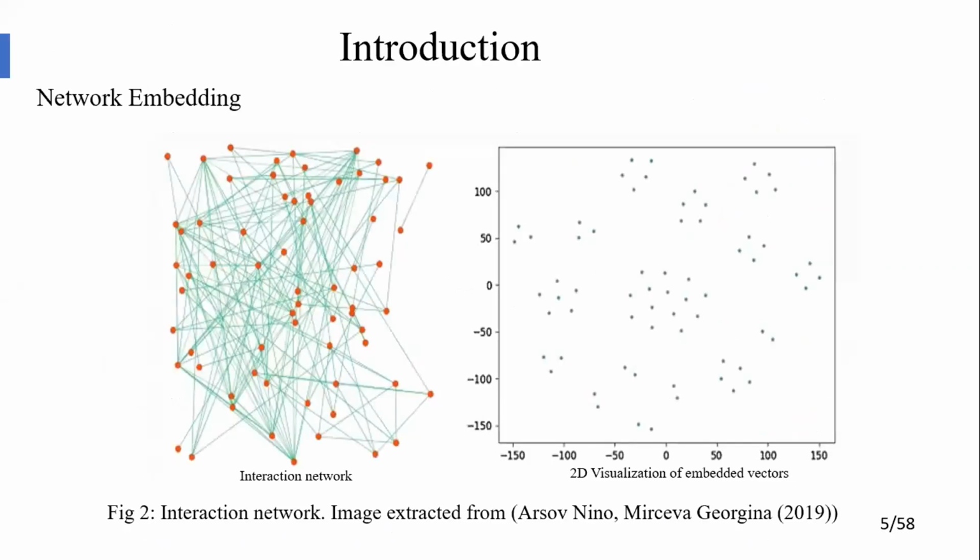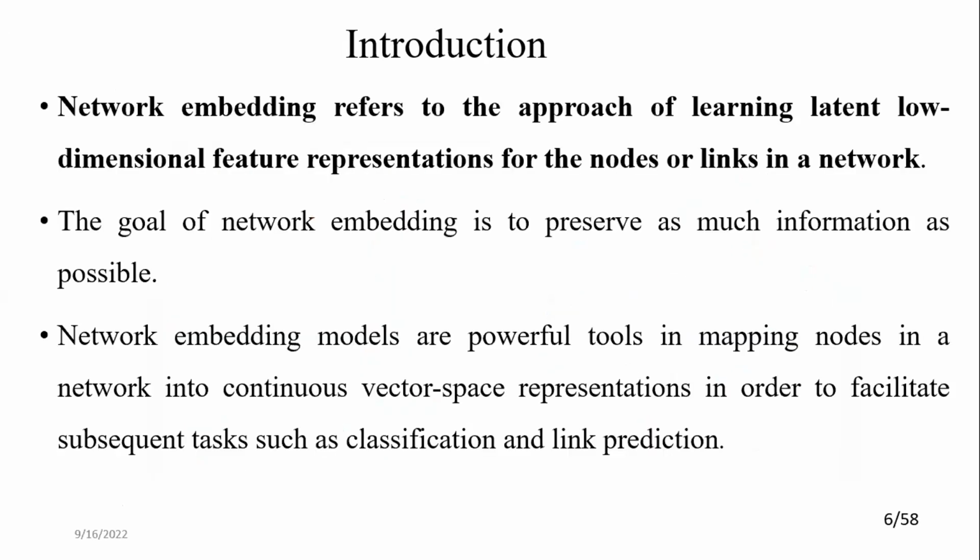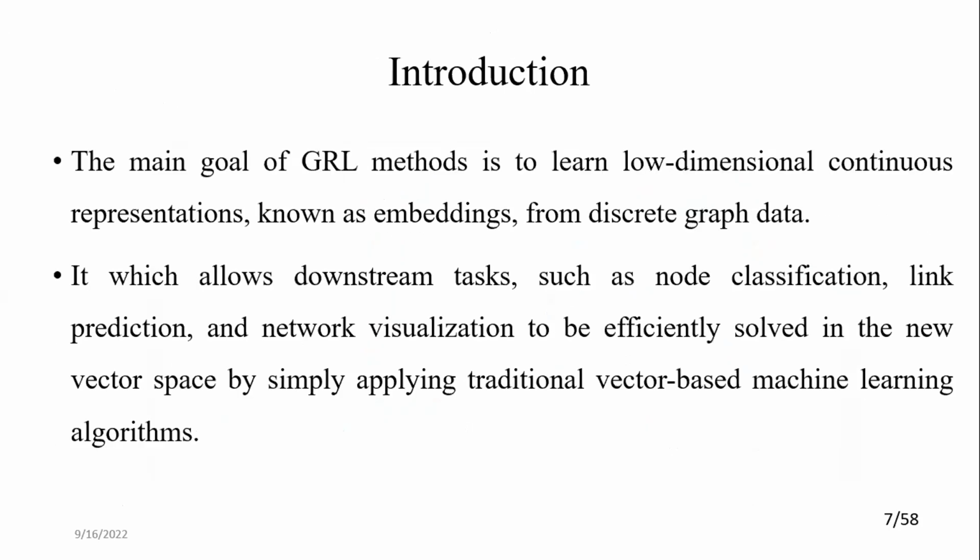So in my concept, what is actually network representation learning? It's also known as network embedding. Network embedding refers to an approach of learning a low dimensional feature representation of nodes or links in a network. The goal of network embedding is to preserve as much information as possible, and it can be applicable to link prediction and node classification, etc.